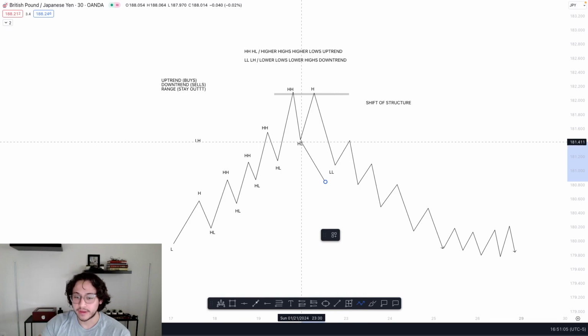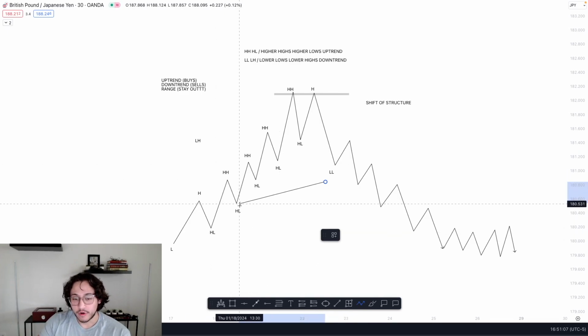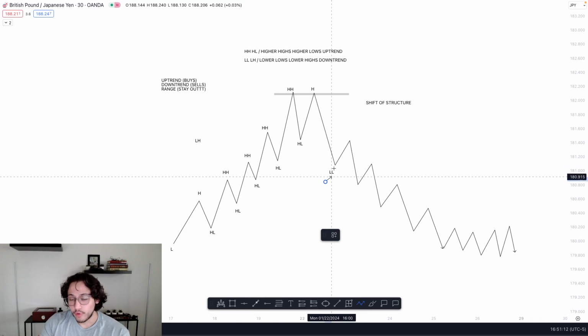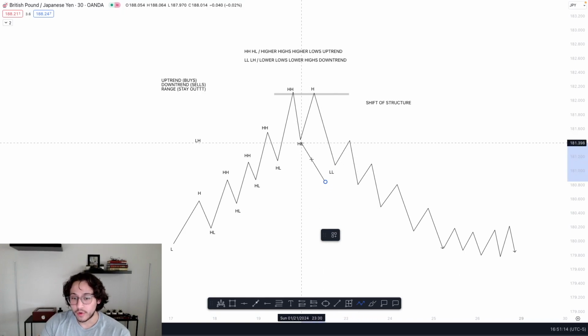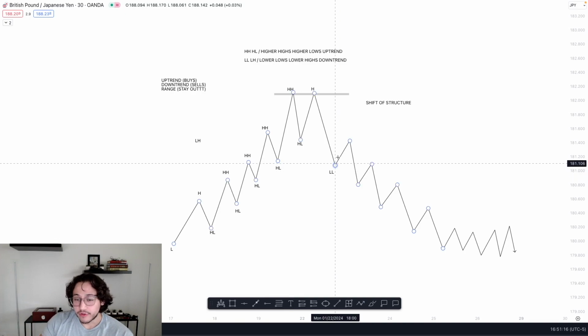So you guys understand it right there. Over here, this is the higher low because this low is higher than this one. This low is going to be a lower low because this low is lower than the other one, right? Now check this out. Price starts breaking back in, now price starts heading to the upside, right?